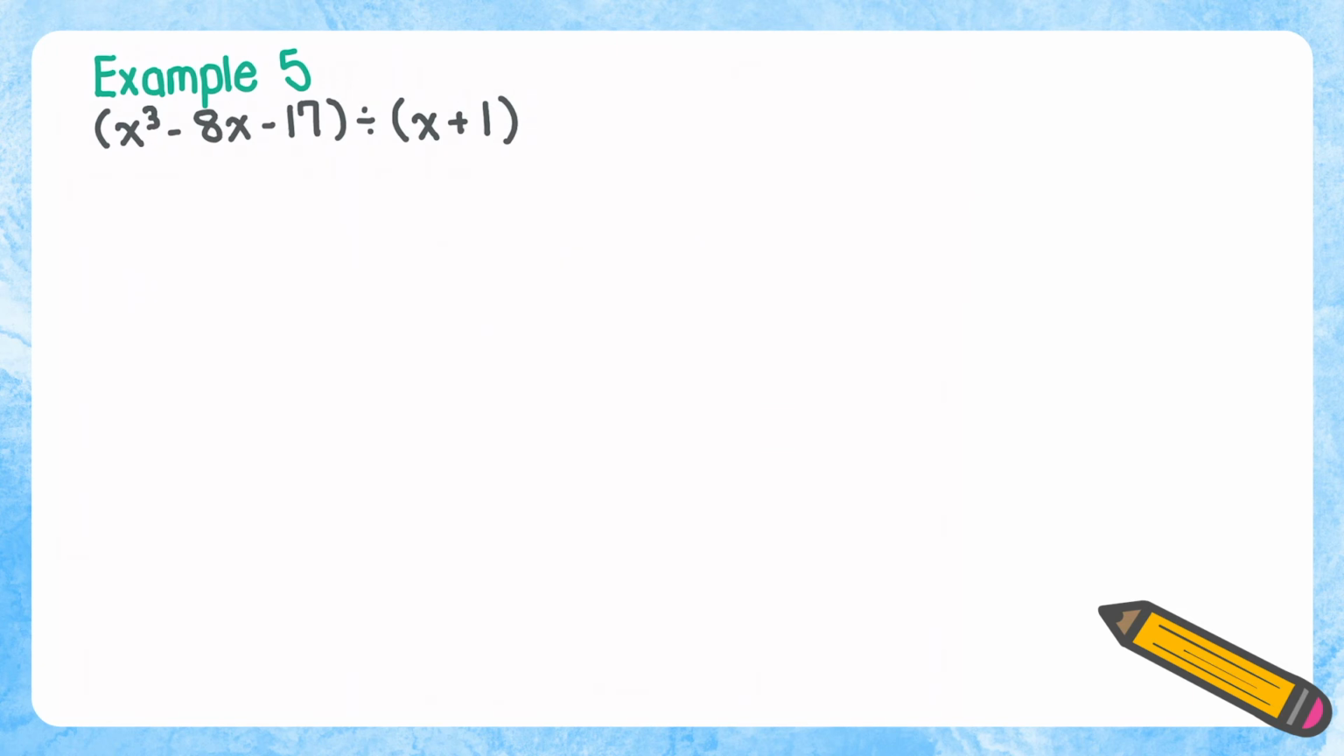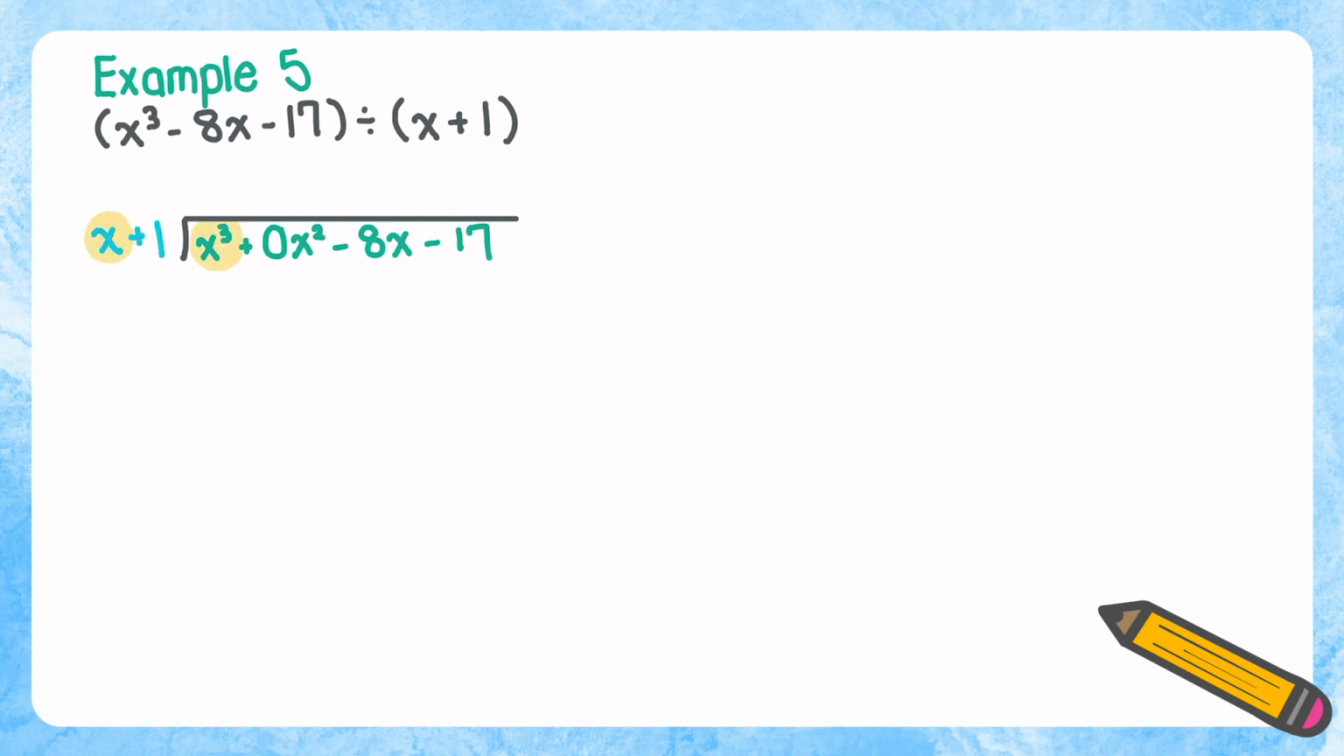So for this next example, it's written in standard form. So the polynomial expressions are written in standard form. But do you notice that there is a missing quadratic term? So again, because there's a missing term, we'll be using fillers. So I'm going to have x cubed plus 0x squared, this is the filler, then minus 8x minus 17. And we're going to divide that by x plus 1.